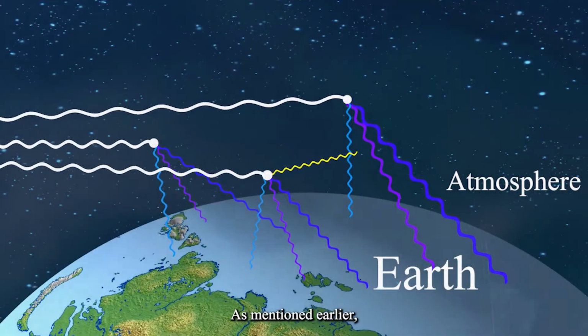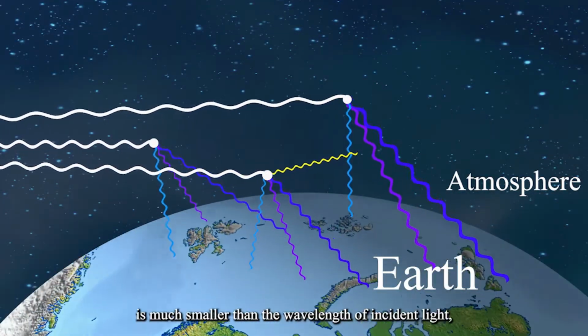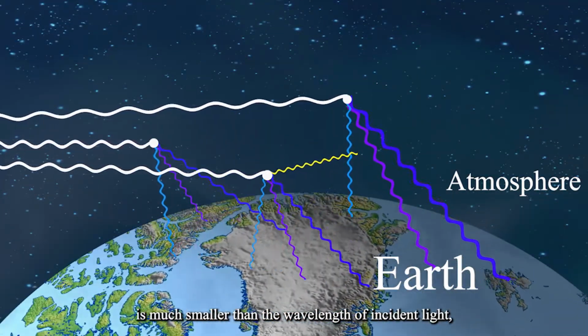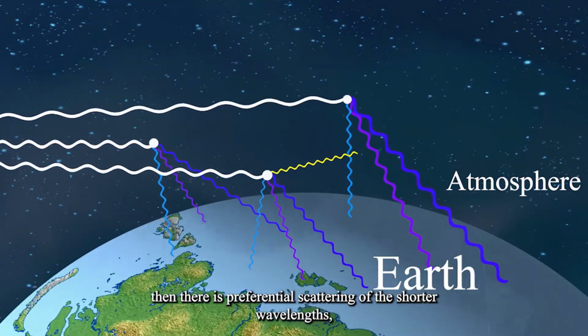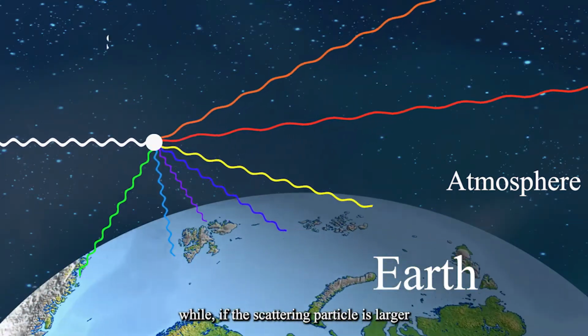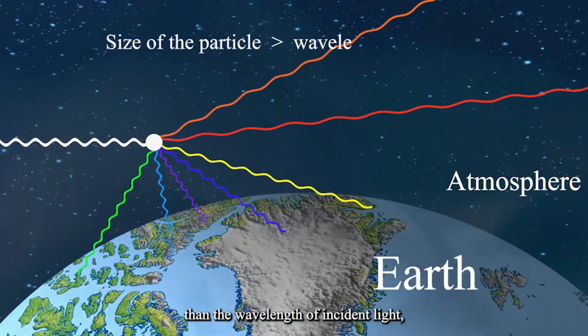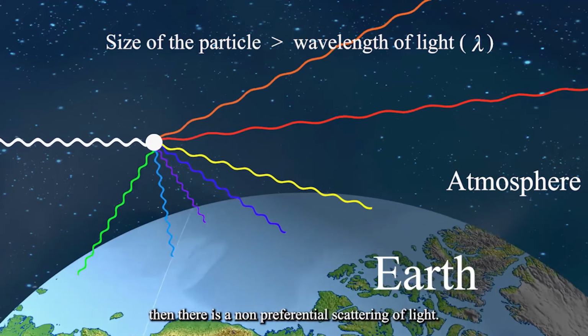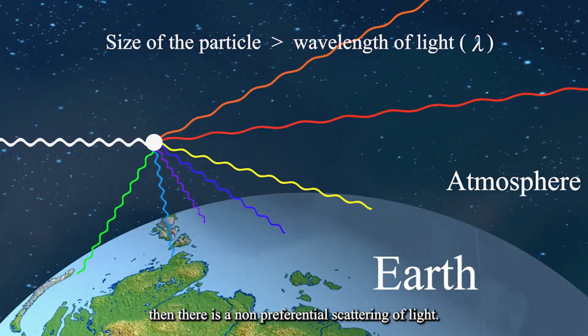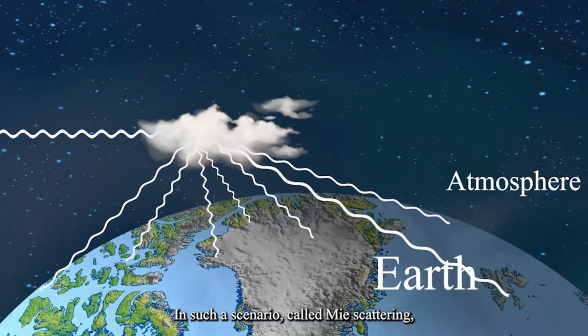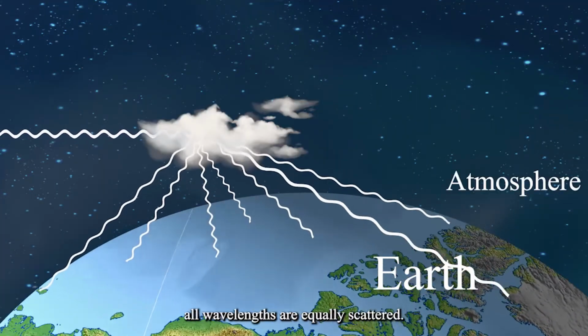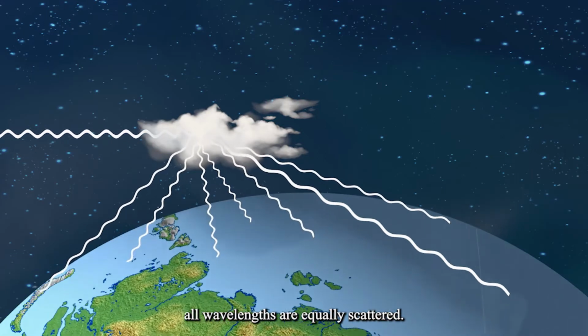As mentioned earlier, if the scattering particle is much smaller than the wavelength of incident light, then there is preferential scattering of the shorter wavelengths, while if the scattering particle is larger than the wavelength of incident light, then there is non-preferential scattering of light. In such a scenario, called Mie scattering, all wavelengths are equally scattered.